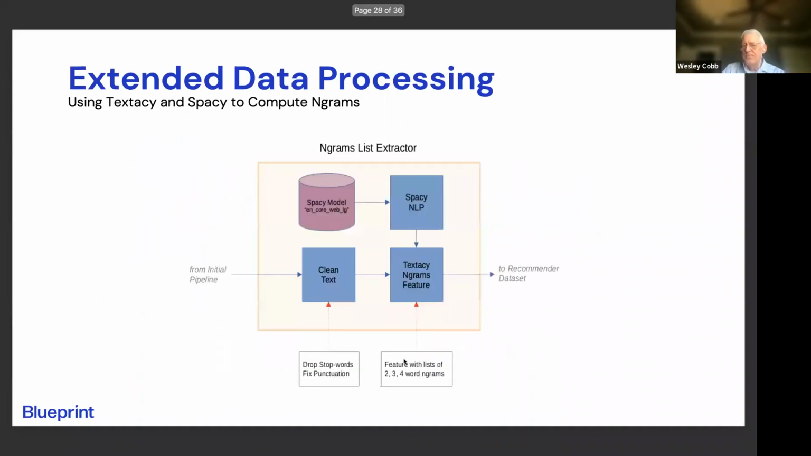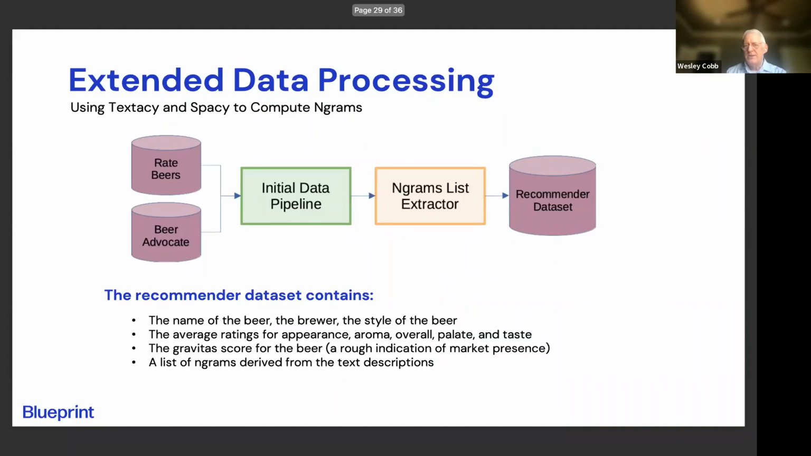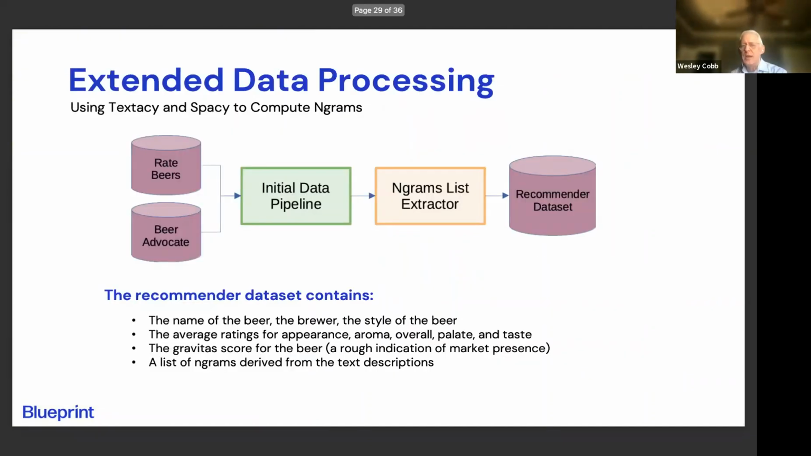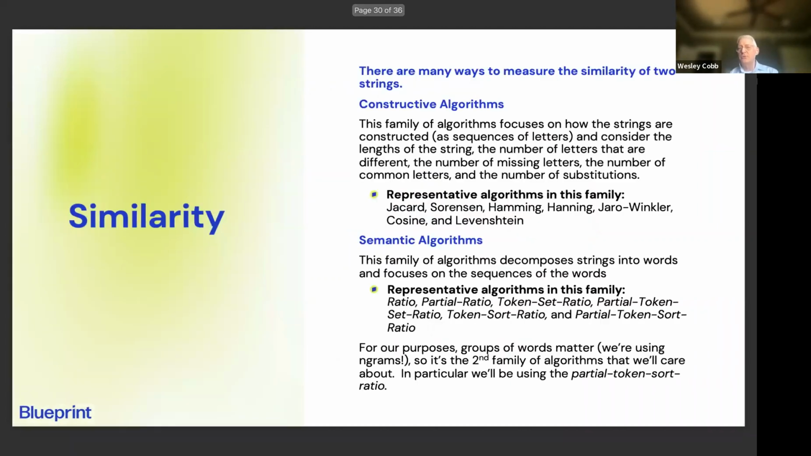and it's going to have that list of key combinations of words. If we combine all of that together, we also have to have a way to compare the list of Ngrams in the recommender data set with the lists of Ngrams contributed by the users as they use our user interface and talk to our recommender system. To do that, you have to have a way of measuring how similar particular strings are.